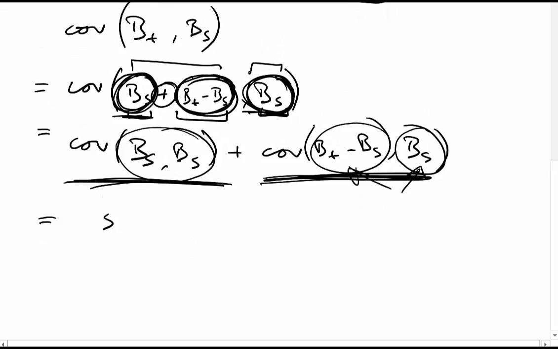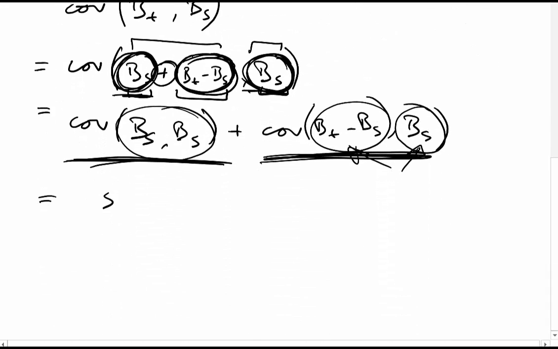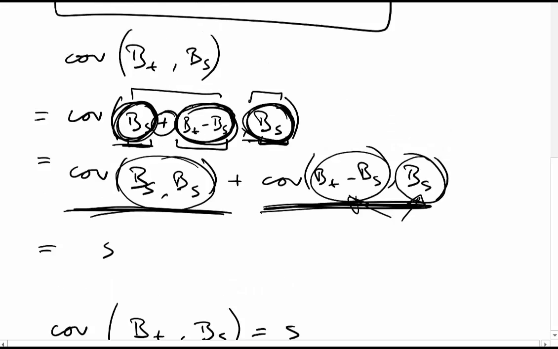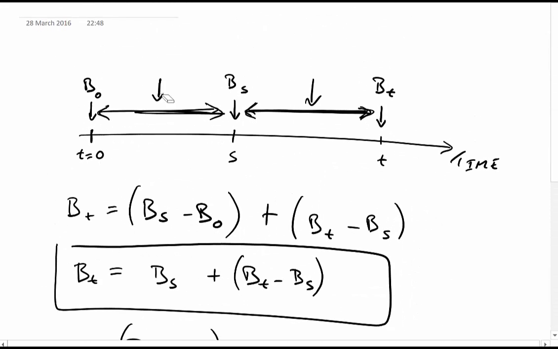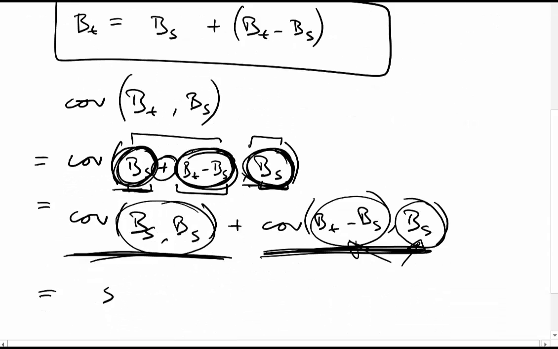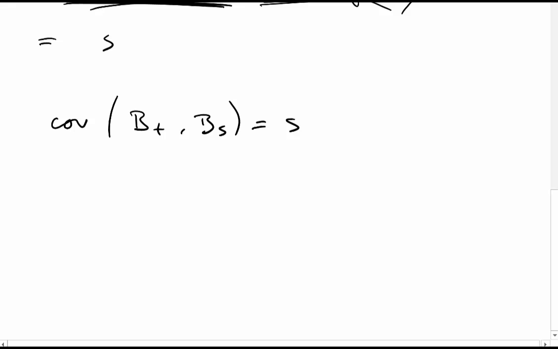So basically, we can use this kind of identity to deduce that the covariance of two time points in Brownian motion is just going to be equal to the time value at the first Brownian motion. So in other words, if we draw it on the graph, the covariance between this point, BT, and BS is just going to be the time value at this first time period, which is S. Okay, so we can use that.